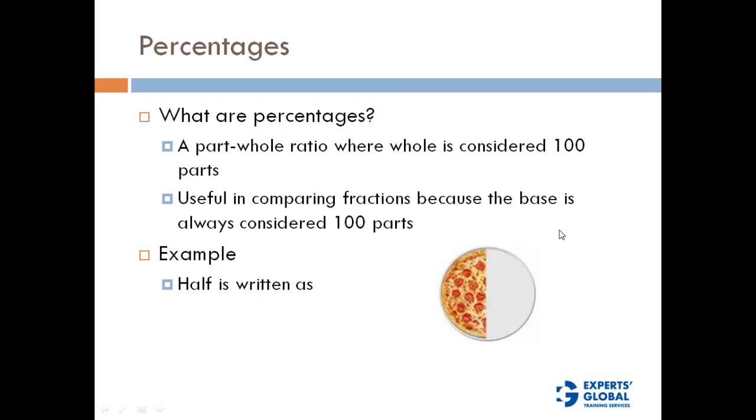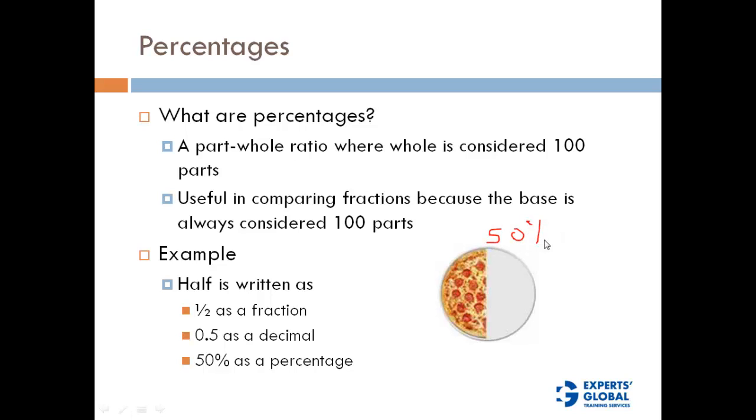You see half a pizza here. What does it mean? There are three ways in which we can write this. We can write it as a fraction, 1 by 2. We can write it as a decimal, 0.5. And the third way to write it is 50%. What we mean by 50% is 50 by 100, which means 1 by 2. So all these indicate the same number.